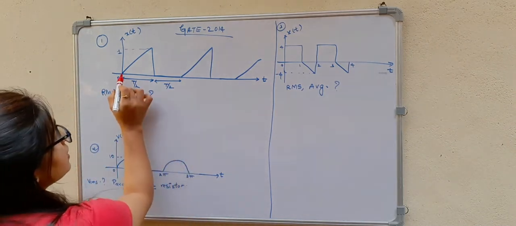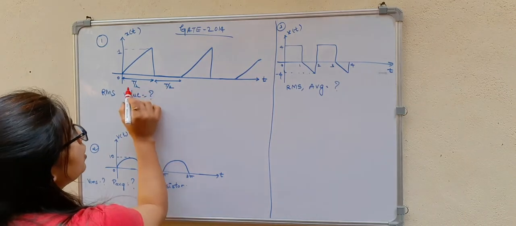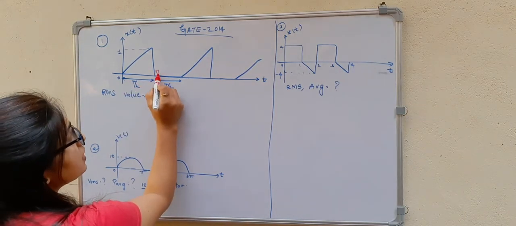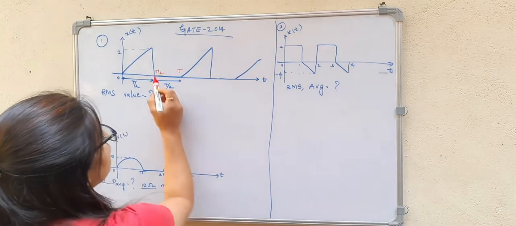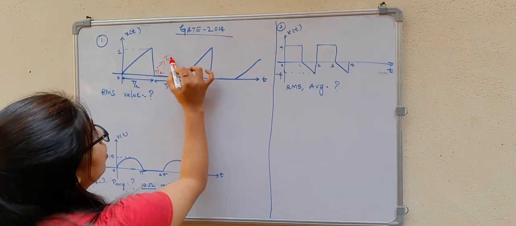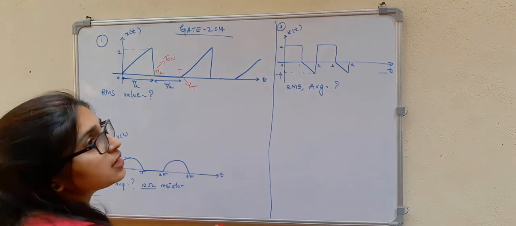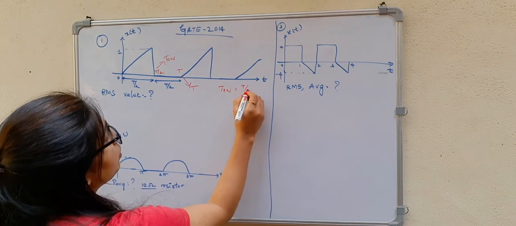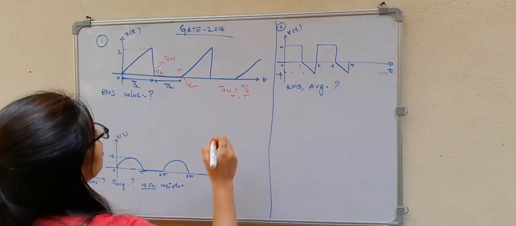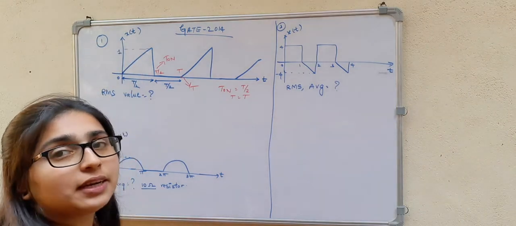I will consider the total duration. Here it is 0 to T by 2, so this point is T by 2 and this point is T. We will consider this point as T on and this point as T. So in this case, T on is equal to T by 2 and the period is T. I will consider the first one, which is nothing but a triangular waveform.